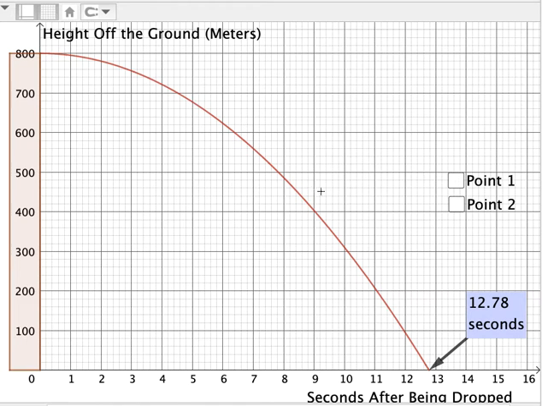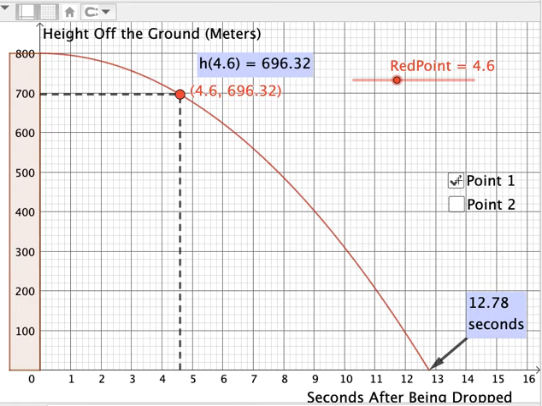And so you can see that it's curved, which means that as the ball dropped, it was going faster and faster. Up here, you can see it really wasn't changing its vertical distance very much compared to down here where it was speeding up. It took 12.78 seconds for this to hit the ground. So basically what we're talking about are the x values between 0 and 12.78.